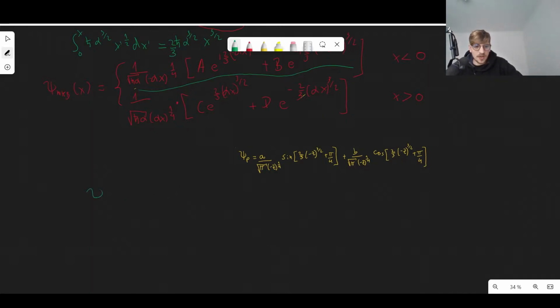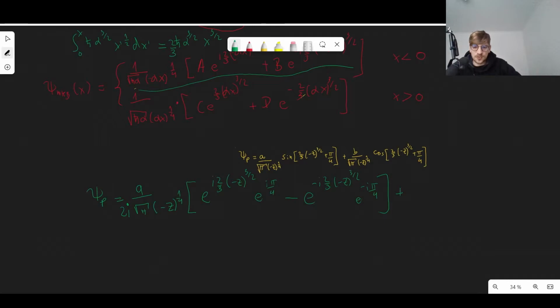So doing that, we have that the patching wave function is now a over square root of pi times minus z to the 1/4. And now instead of sine, we know that sine is e to the i times what is inside. So this is i 2/3 minus z to the 3/2, and then we have e to the i pi over 4, minus, and then we have e to the same thing but with a minus sign. So minus e to the minus i 2/3 minus z to the 3/2 e to the minus i pi over 4. And then we still have to divide all of this by 2i, which I will write down here.